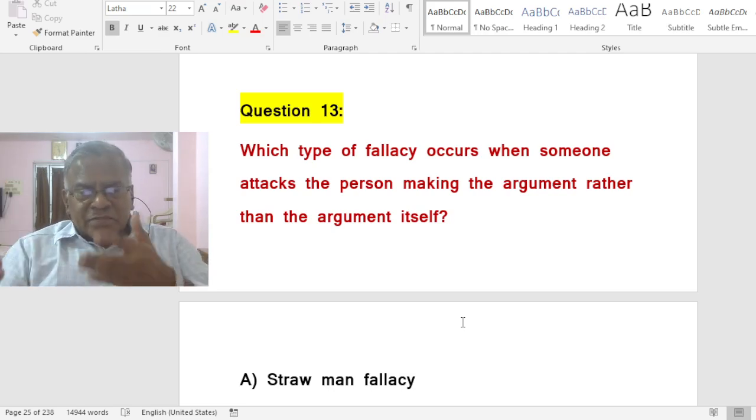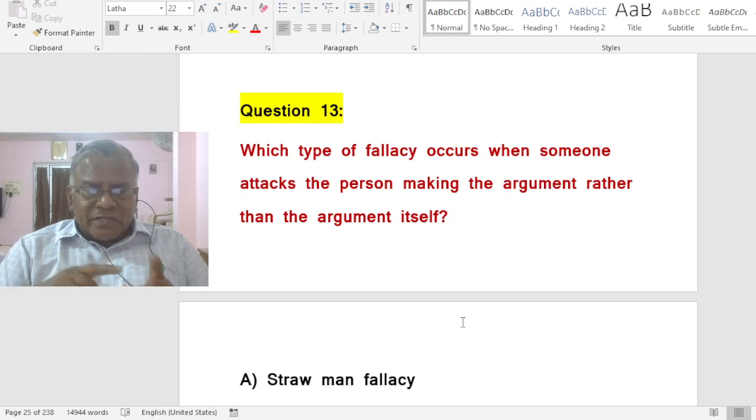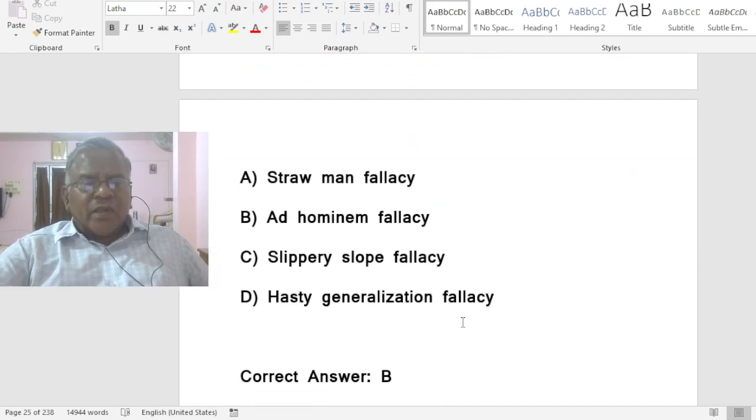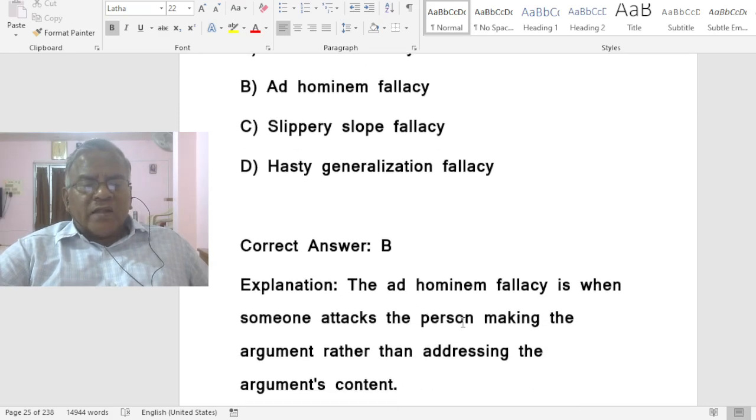He is having some enmity with the person. So he is not arguing with the points he is making, rather he is fighting with the person himself. That is the idea here. What type of fallacy is that? Strawman fallacy, ad hominem fallacy, slippery slope fallacy, hasty generalization fallacy. So this is ad hominem fallacy, B.